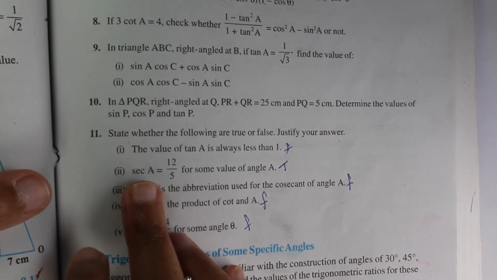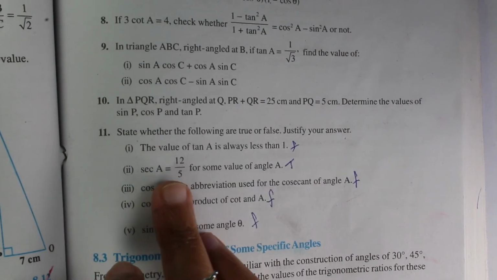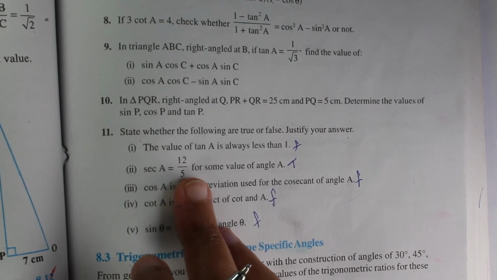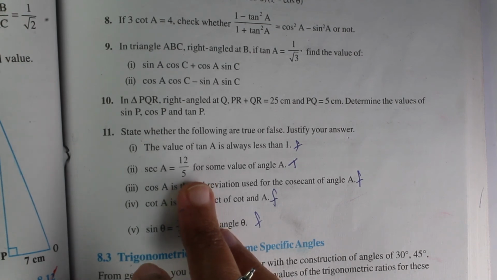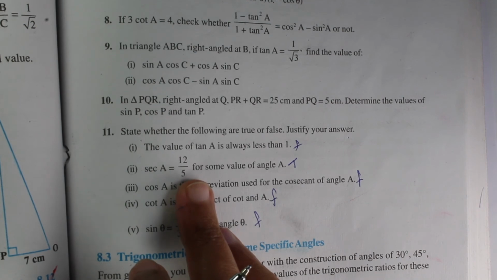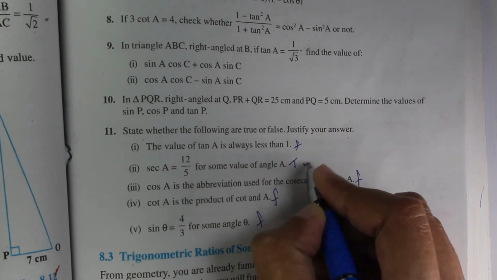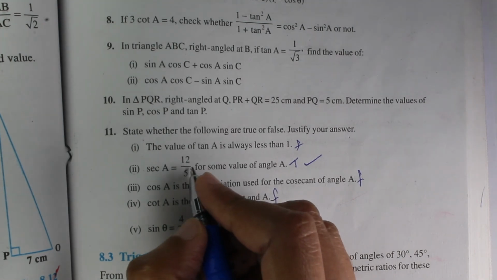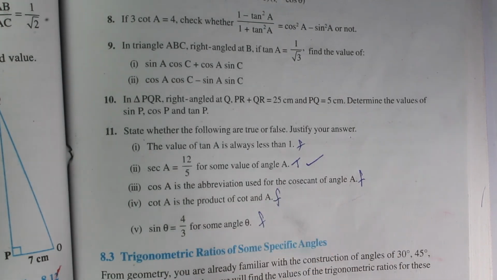Now let's move to the second problem. Secant A is equal to 12 by 5 for some value of angle A. What is the formula for secant A? Secant A is hypotenuse divided by adjacent side of angle A. So hypotenuse is always greater than the other two sides. So that's why this is true. Here 12 is greater than 5, right? So hypotenuse is greater than the adjacent side. So this is possible. That's why it is true.